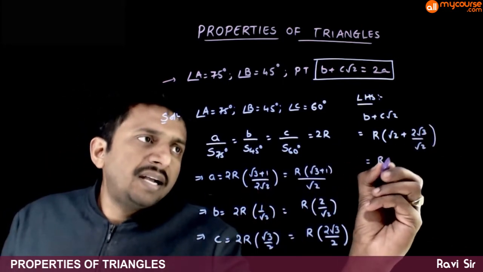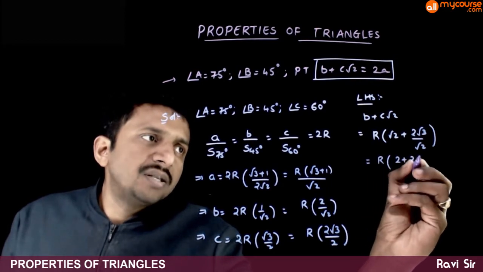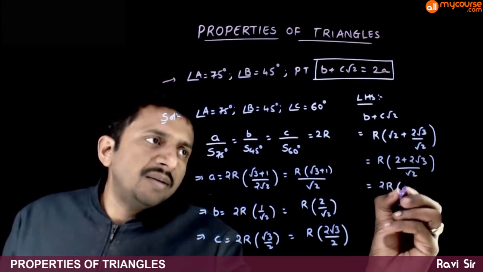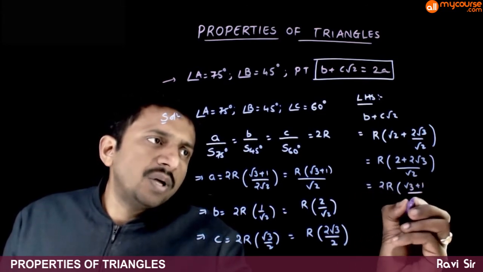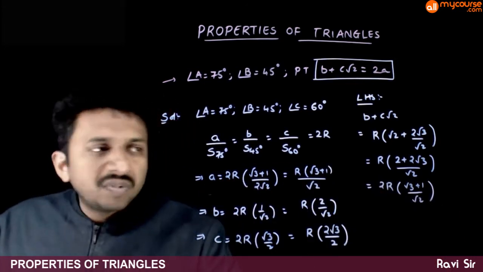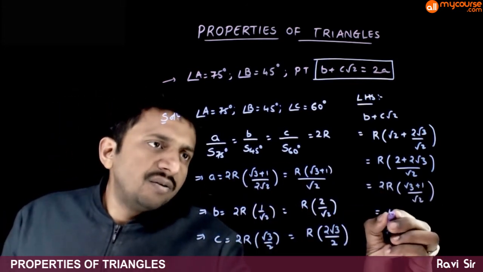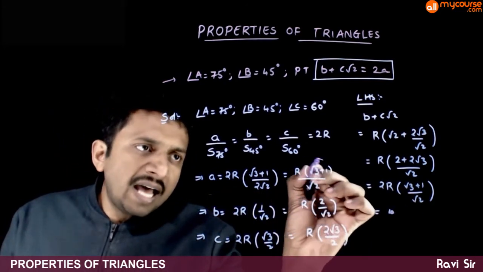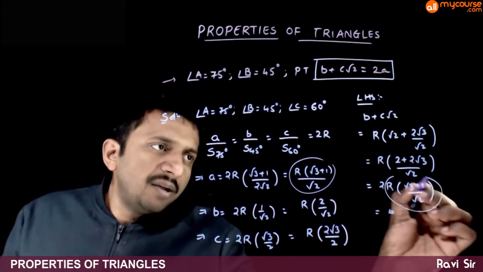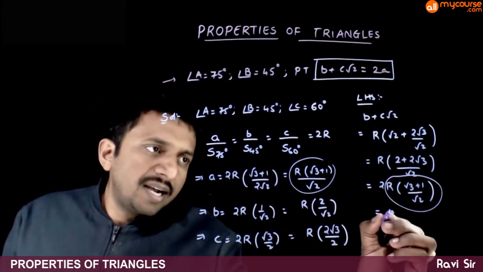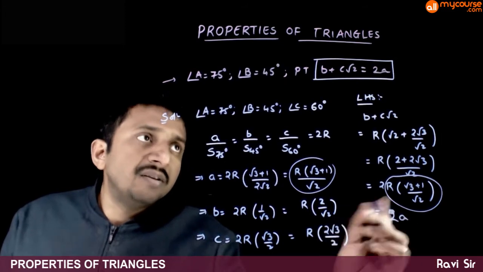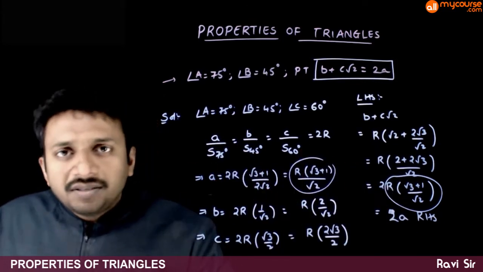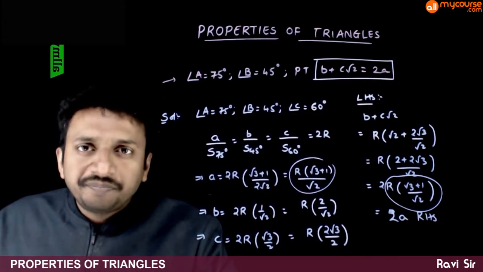That is equal to R times (2 + 2√3)/√2. That is equal to 2R times (√3 + 1)/√2. Or I can write this as, I can leave it here. And you can very clearly see that R times (√3 + 1)/√2 is nothing but A. So I can write this as 2 times A, which is nothing but the RHS. So from LHS I have gone to RHS, and this result is proved.